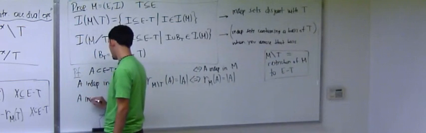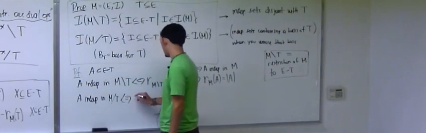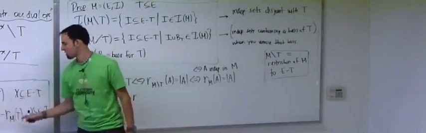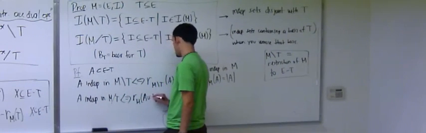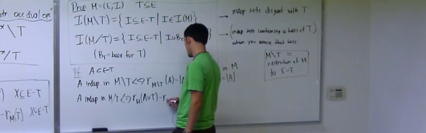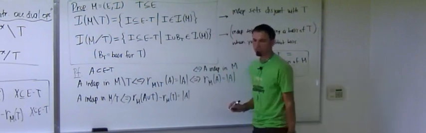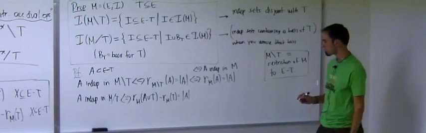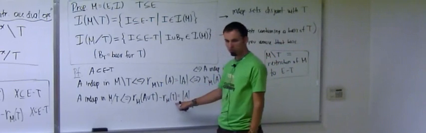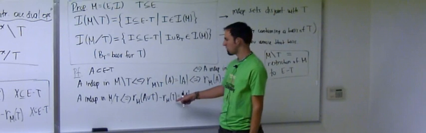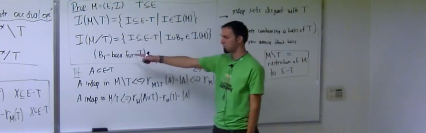When is A independent in the contraction? Well, what you need is that this expression right here should be the size of A. Right? But what is the rank in the matroid of T? Well, that's why I had to pick a basis for T. So the rank in the matroid of T is the size of this basis of T.